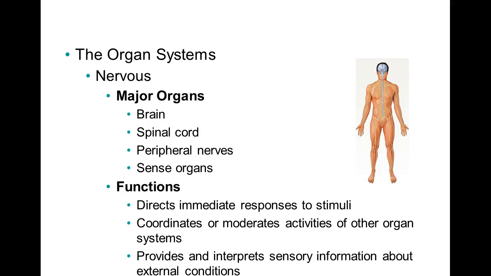And nervous system, the next one, and we do study this one individually. You have the CNS, which is the brain and the spinal cord, PNS, which is the peripheral nerves plus sense organs, and the brain is the main coordinator of everything that goes on in the body. Coordinates, interprets, and responds to stimuli. So it's the control center, the command center.